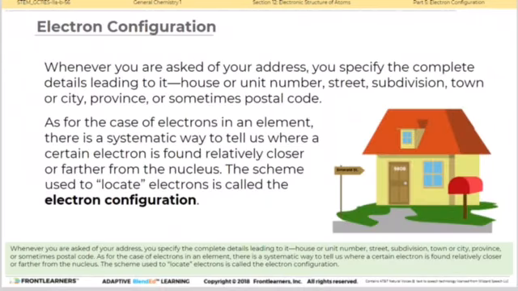Whenever you are asked for your address, you specify the complete details leading to your house: unit number, street, subdivision, town or city, province, or sometimes postal code. As in the case of electrons in an element, there is a systematic way to tell where a certain electron is found, relatively closer or farther to the nucleus. The scheme used to locate the electron is called the electron configuration.